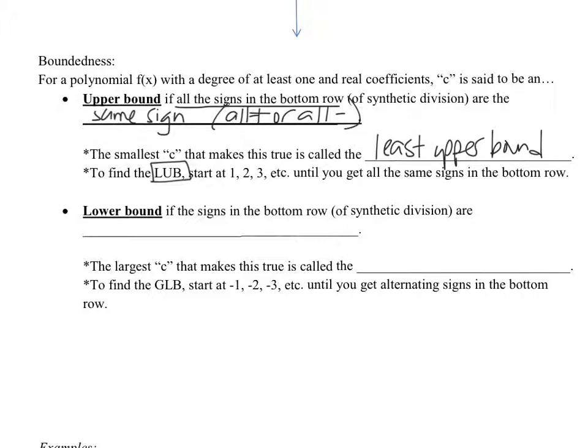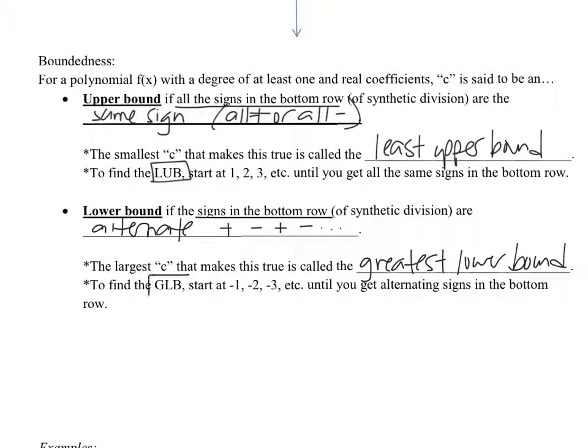So for lower bounds, it's a really similar type of test. Something is called a lower bound if the signs in the bottom row alternate, meaning plus, minus, etc. They alternate. And the largest lower bound, the largest number that works, because it happens with multiple numbers, the biggest one is called the greatest lower bound. Okay, and I abbreviate that GLB. Okay, these are all negative numbers. Think about lower bounds being negative numbers, lower negative numbers, upper bounds, positive numbers.